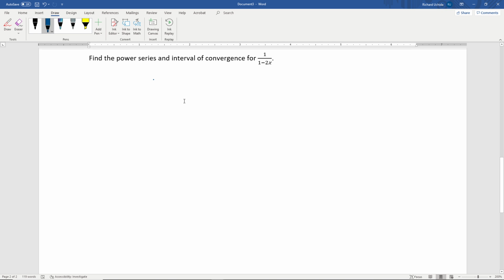Now, looking at an example of the third property, let's find the power series and interval of convergence for 1 over 1 minus 2x. What we're going to do is substitute 2x for x in the power series for 1 over 1 minus x, because again, 1 over 1 minus x was equal to the power series from 0 to infinity of x to the n, with interval of convergence for the absolute value of x less than 1.